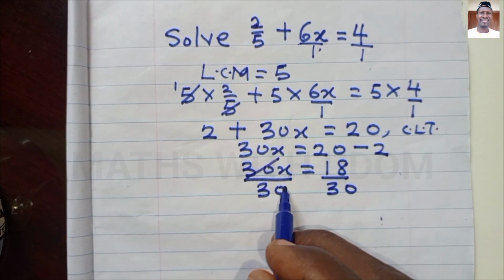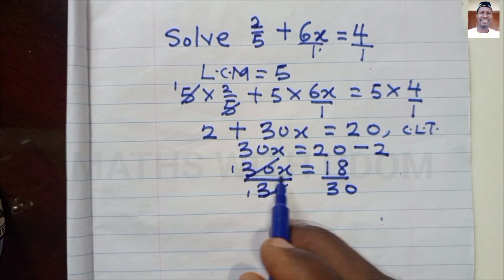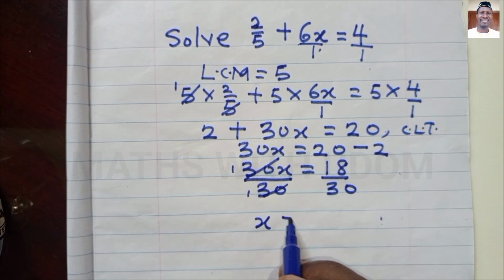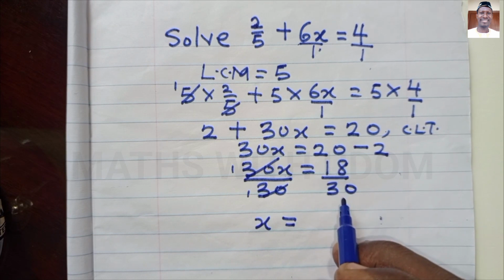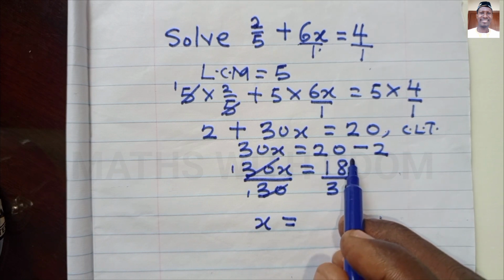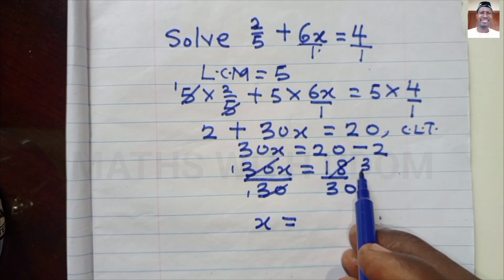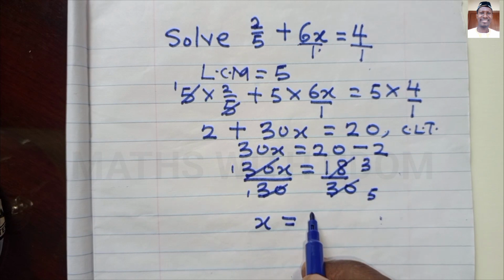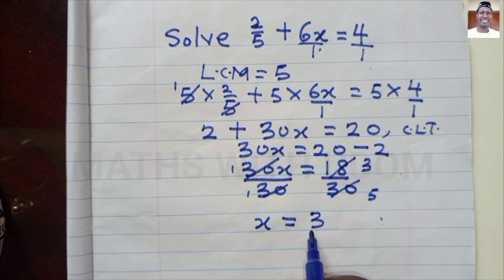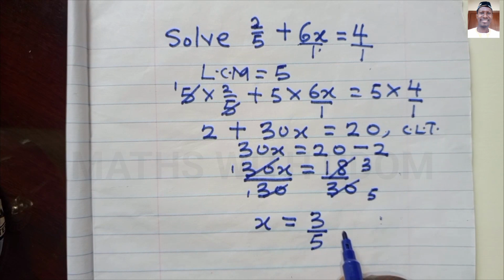So 30 cancels 30, you have 1, 1. So 1 times x is x equals to. Now, we divide both the numerator and denominator here by what? By 6, because 6 is a common factor. So 18 divided by 6 will give us 3. 30 divided by 6 will be equal to 5. So our answer is x equals to 3/5. So this is our answer.